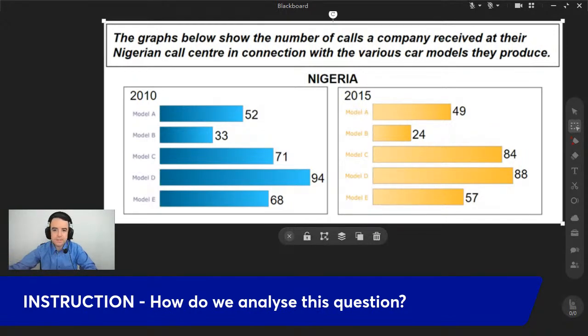Excuse me. So if you are not familiar with how to analyze the question, you basically have two options. You can analyze according to the highest and lowest, or you can analyze according to the increases and decreases.